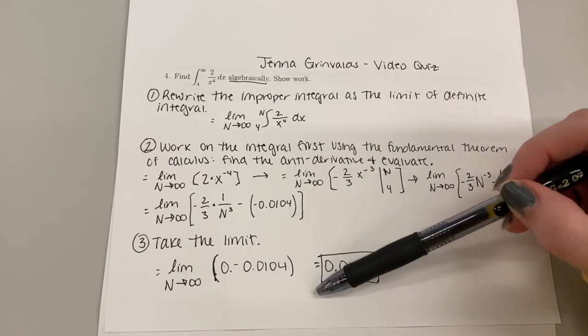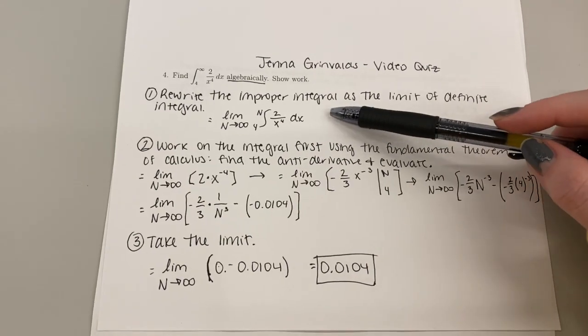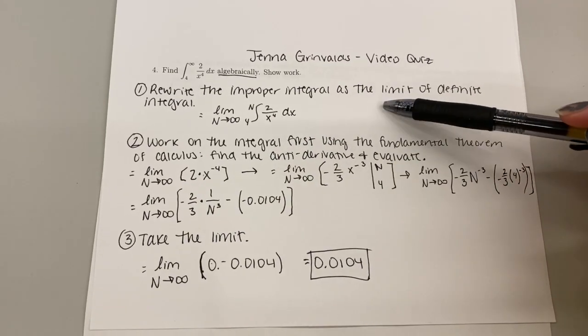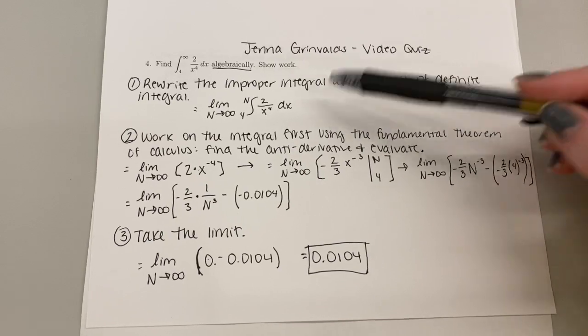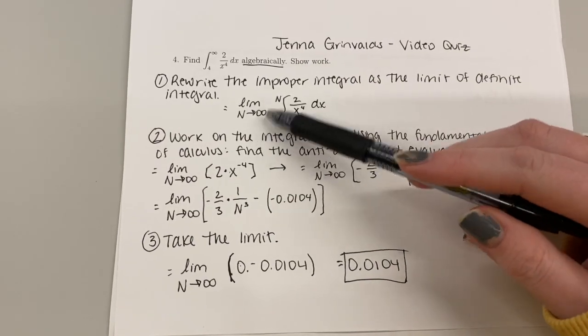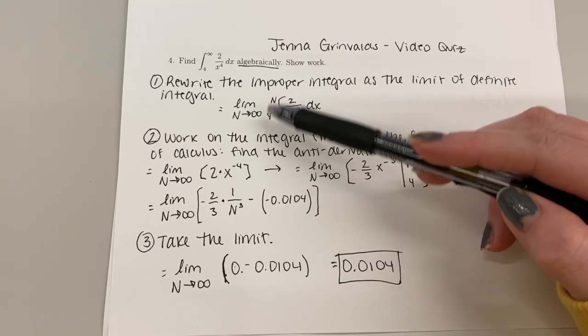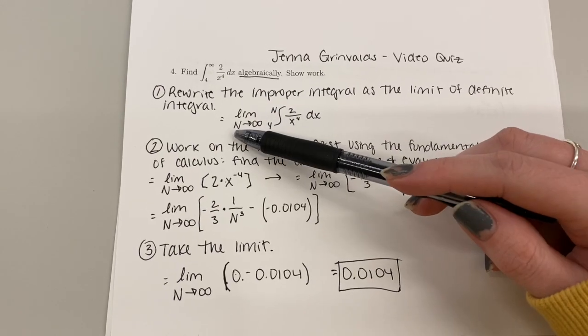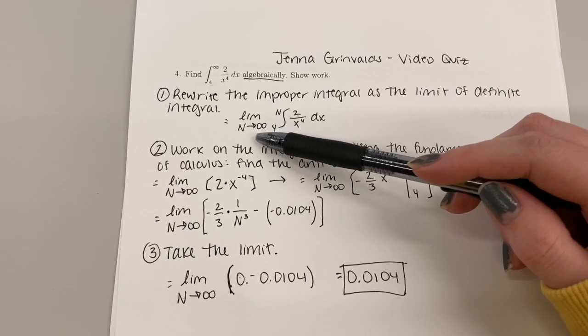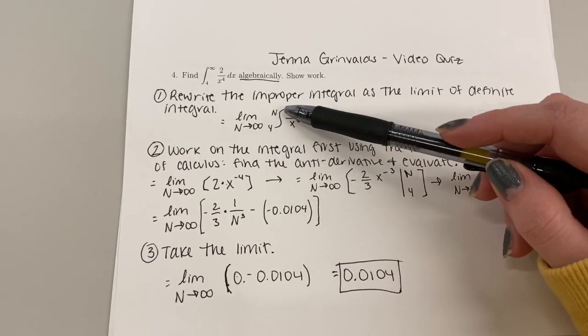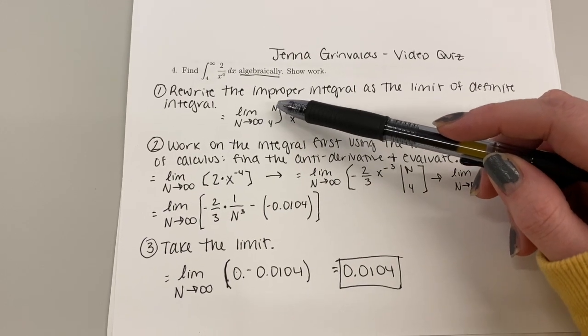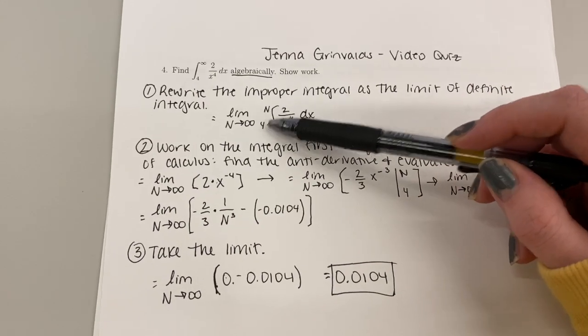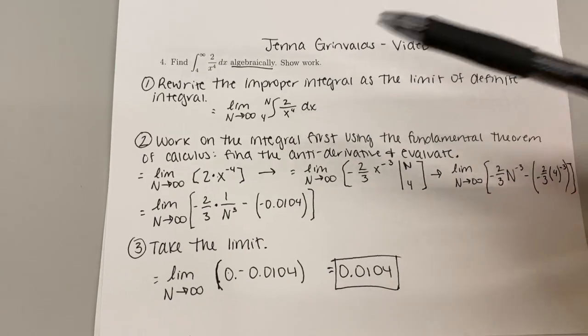So I wrote out the steps. The first step is rewrite the improper integral as the limit of the definite integral. So basically what you do is you're going to write it in limit notation. You're saying that n is approaching infinity, so you basically replace infinity with n here, and then you just write out the integral.